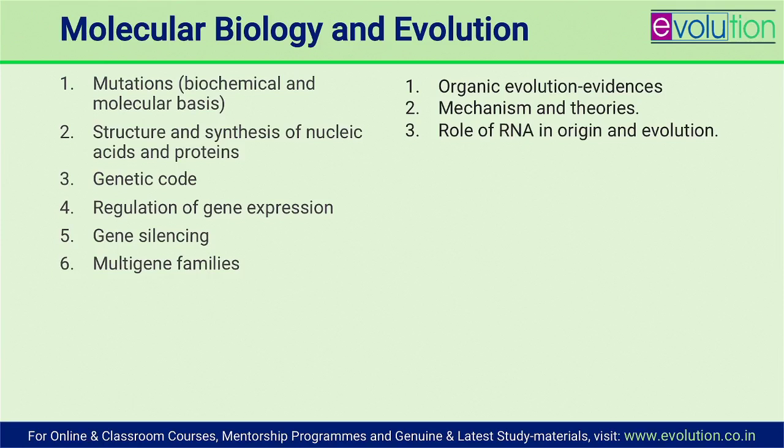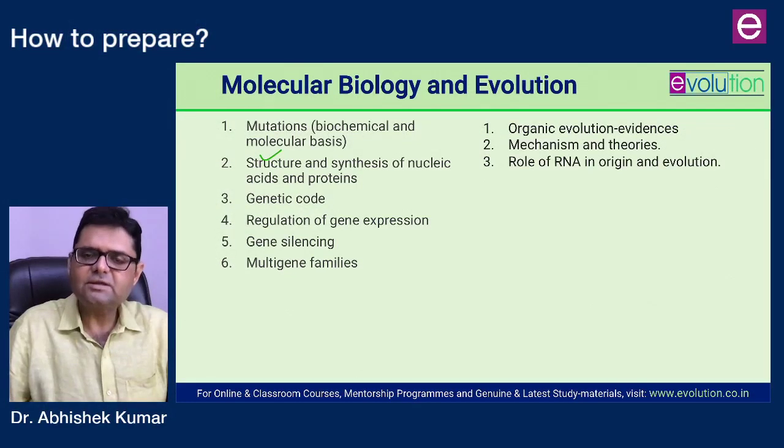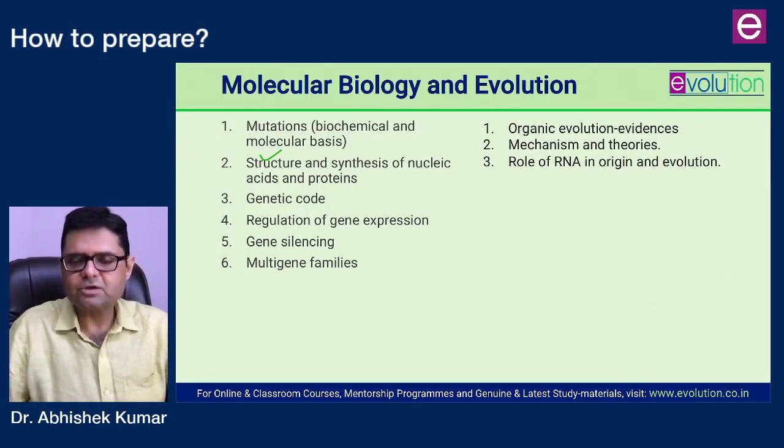Genetic code is a small topic, but topic 2, the structure and synthesis of nucleic acid, is a big topic. After that, regulation of gene expression is also a big topic. The next two topics are relatively small. Gene silencing is essentially a manifestation of regulation of gene expression, primarily in eukaryotes. And finally, multigene families. This is also a short note, and questions which have been asked on multigene family have been pretty straight.